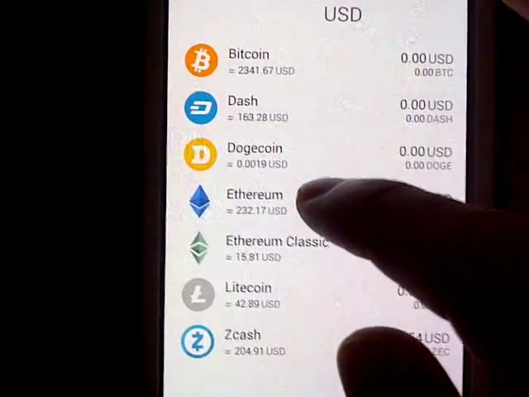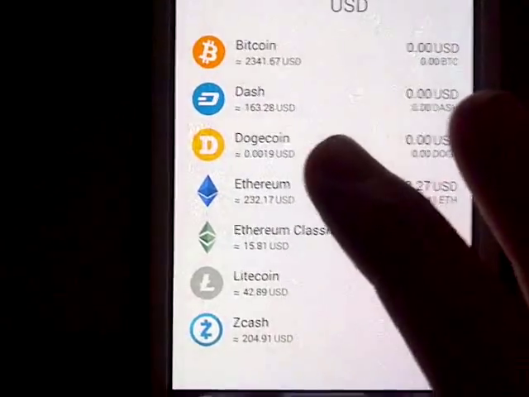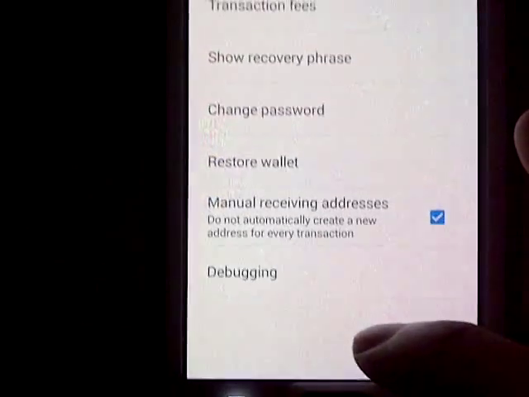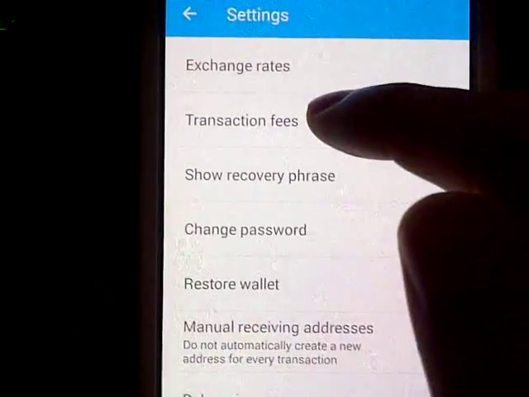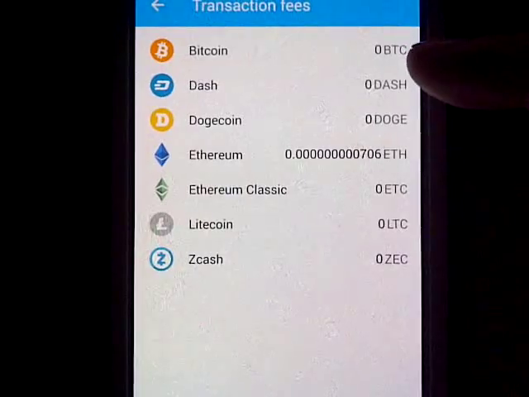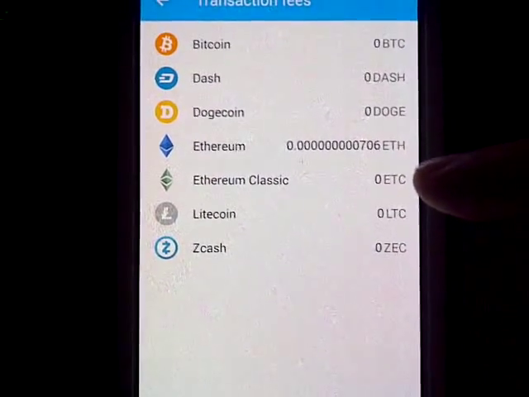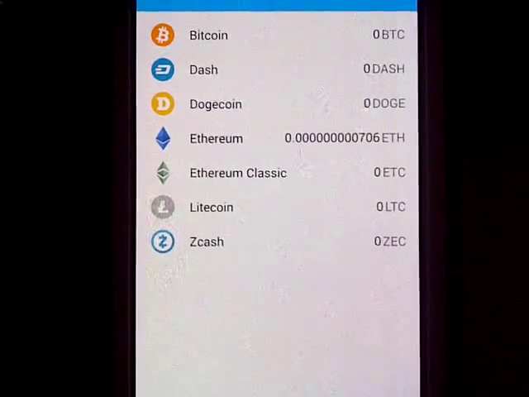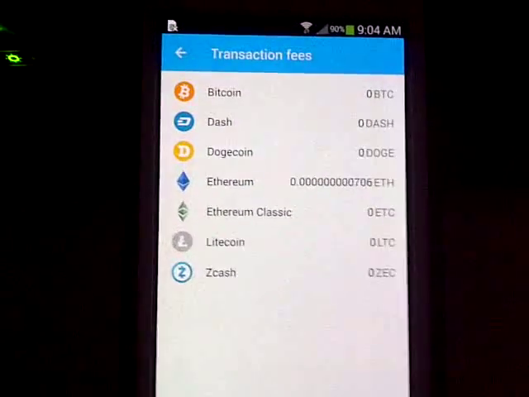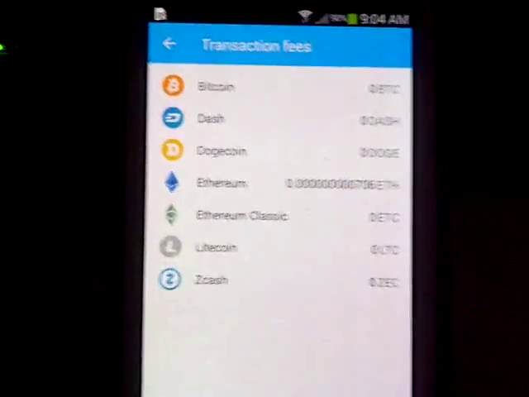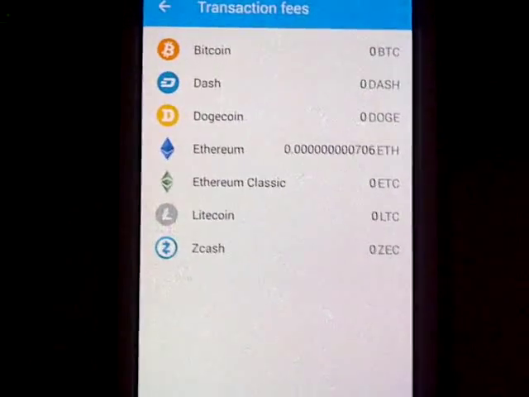So here's the thing. Here's the test I'm going to do. Settings and transaction fee. If you see here, everything's set to 0 transaction fee except Ethereum. Now it turns out that you cannot send a 0 transaction fee. There's a good chance it will not get added to the blockchain.